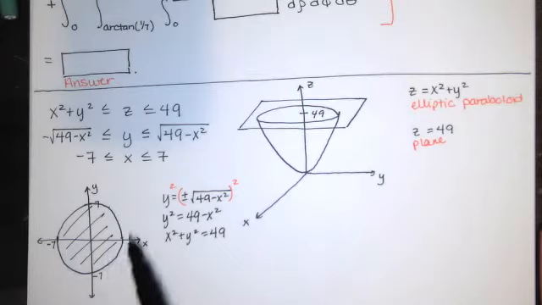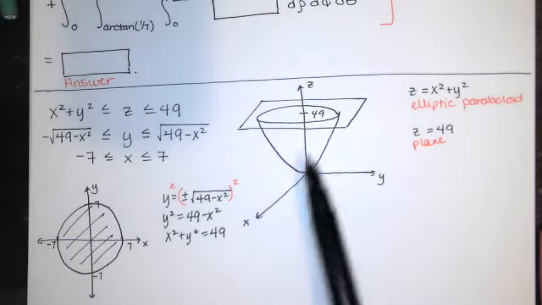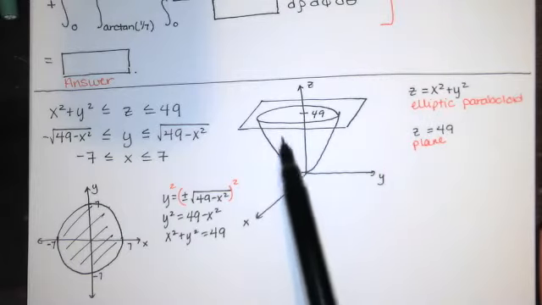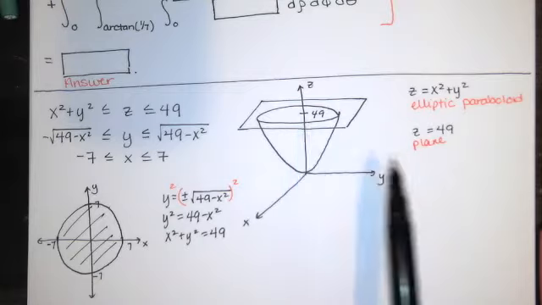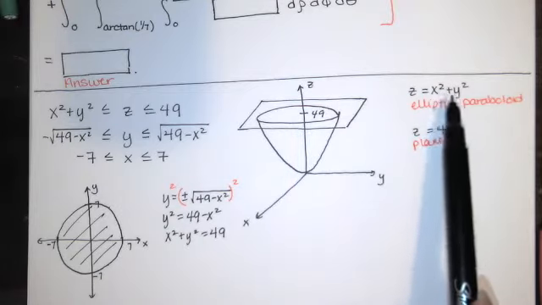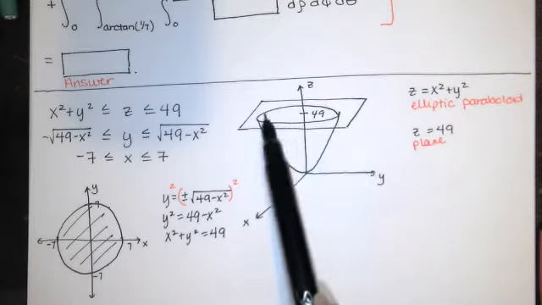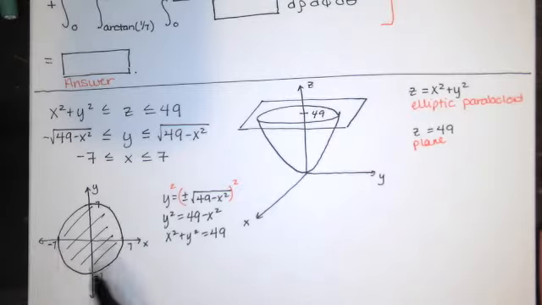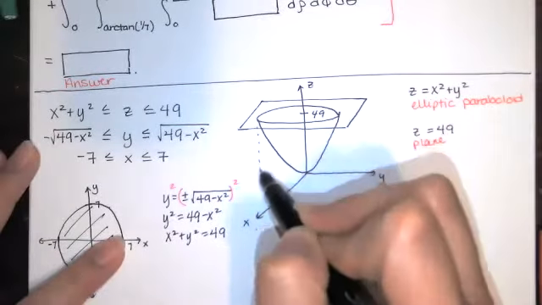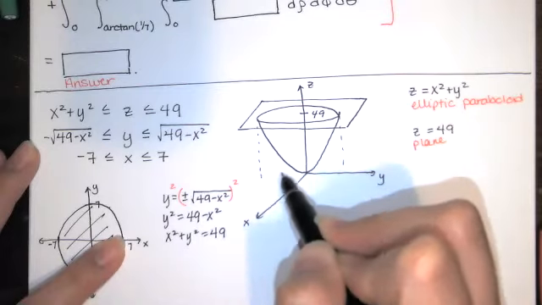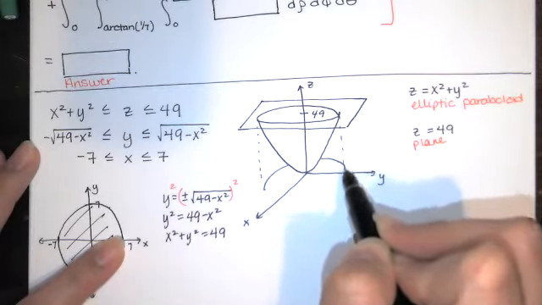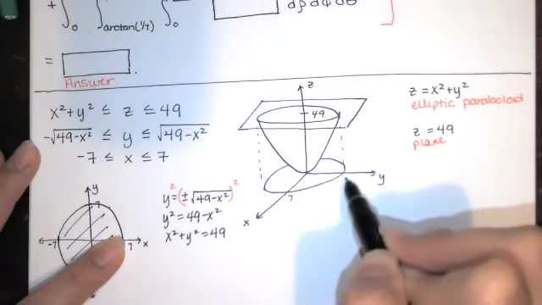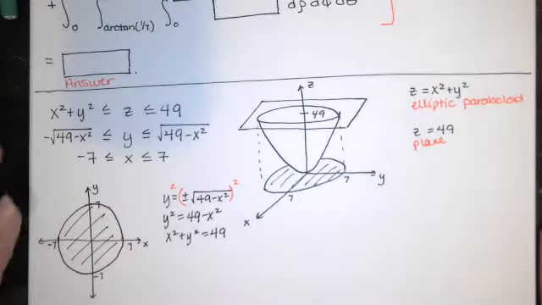Okay, now let's think about the relationship between this circle and this equation and this image here. I've got z equals x squared plus y squared on this surface, and z equals 49 on this surface. So those are going to meet on the circle, x squared plus y squared equals 49, just up 49 units. So it's exactly the same circle that we have here. So it turns out the region that we're integrating over is the entire solid region between this elliptic paraboloid and that plane. It looks something like that.